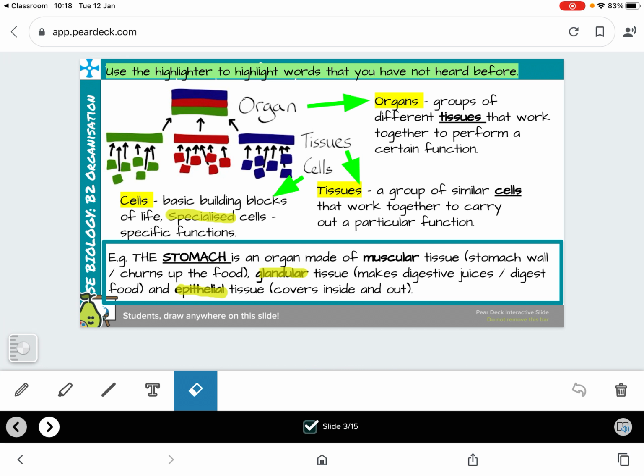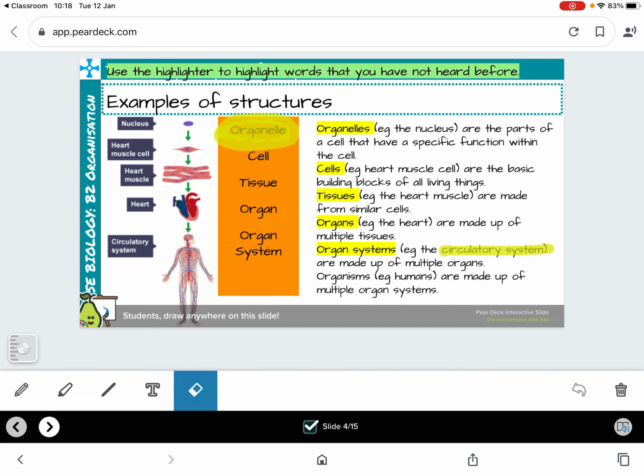Now, I would suggest in the next lesson that if you are not very good at remembering information, or you read it and thought, I know all of this, that perhaps you need a sheet of paper and you need to make some notes, because all of the questions came from these next two slides. Okay? So the next slide was about examples of structures.